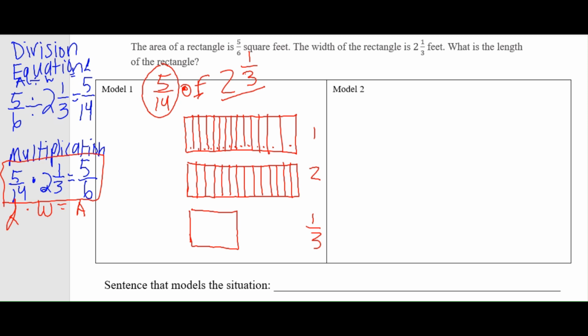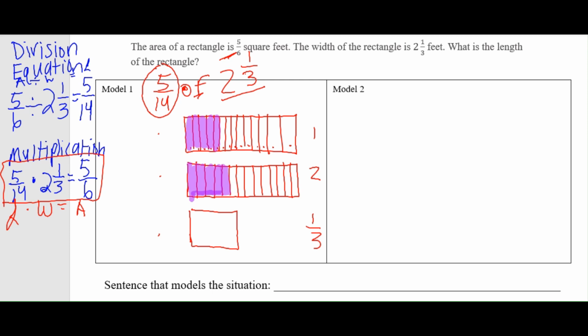So I need to shade 5 of the 14 for each part of this 2/3. So the first wholes are easy because I need to shade 5 of the 14. So I'm going to go ahead and shade 5 of the 14. So that's 1, 2, 3, 4, 5. 1, 2, 3, 4, 5. So my first two are shaded. Now I should have gotten 42. I should have a denominator of 42.